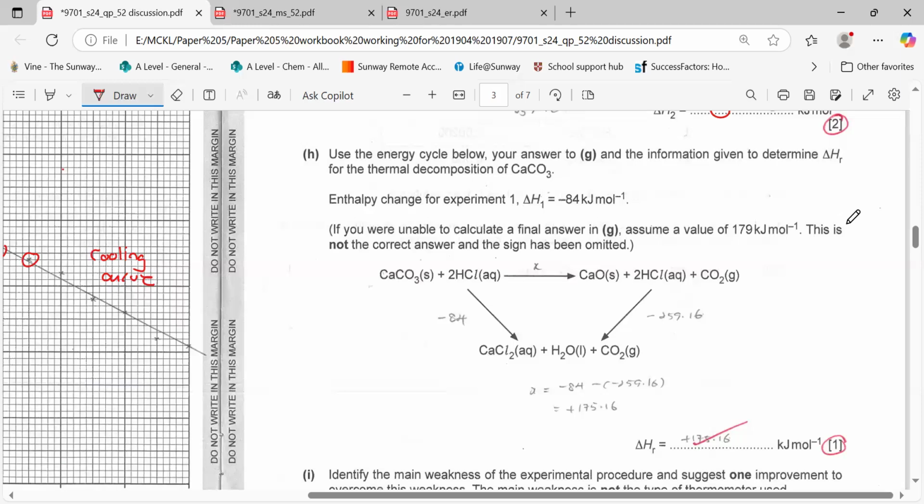Use the energy cycle below and answer to G and the information given for the thermal decomposition. Now, the enthalpy change for experiment 1 is minus 84. Okay, so nice, they give it to us, minus 84.